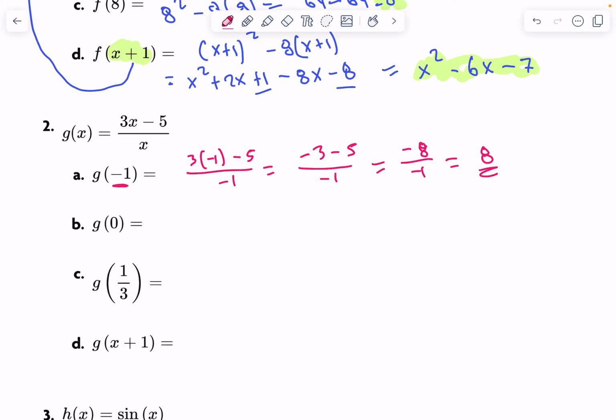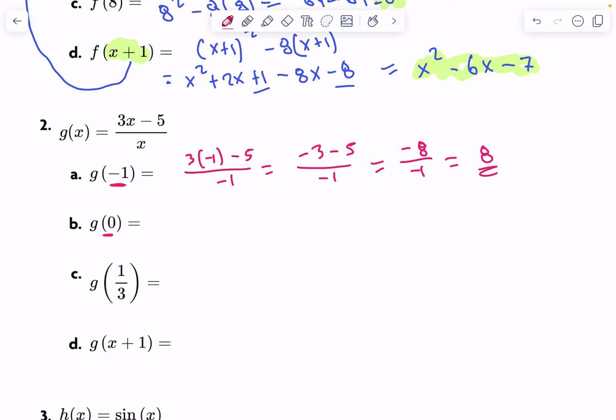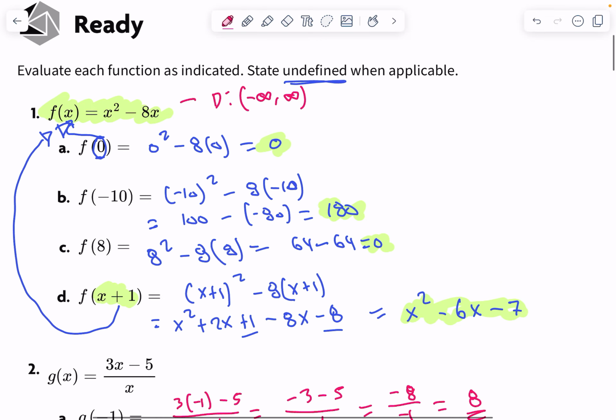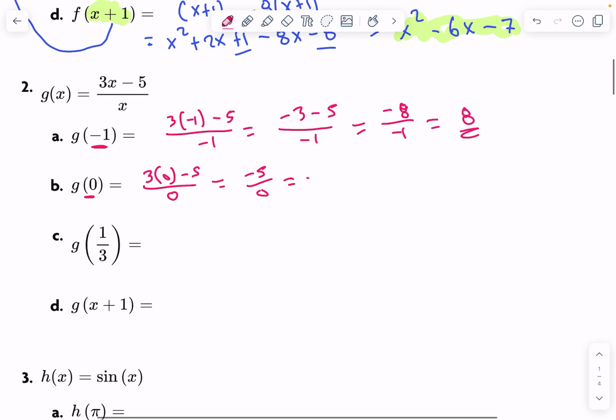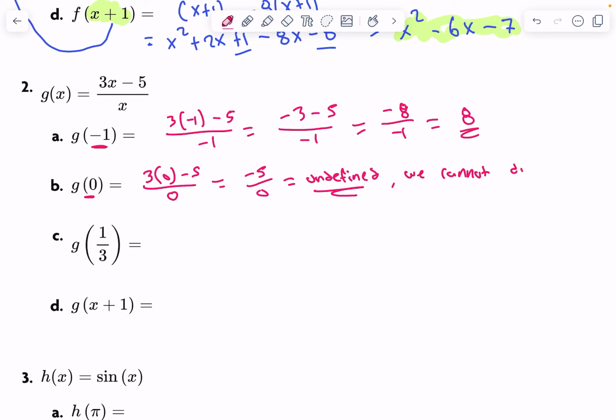Very good. Okay, let's talk about this one. So then we have 3 times 0 minus 5, all over 0, negative 5 over 0. This is equal to absolutely nothing, right? We cannot divide by 0. So then it does not exist, or as they called it, undefined. We cannot divide by 0.